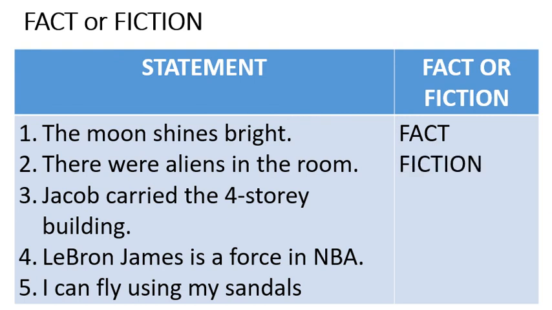Answer, that is a fiction, because aliens are not yet proven to exist right now. Okay? So next, number 3. Jacob carried the 4-story building. Fact or fiction? Answer, fiction. Although Jacob can be a real name of a person, it is impossible to carry a 4-story building. He would be so strong to lift four floors. That's impossible, so that is a fiction.